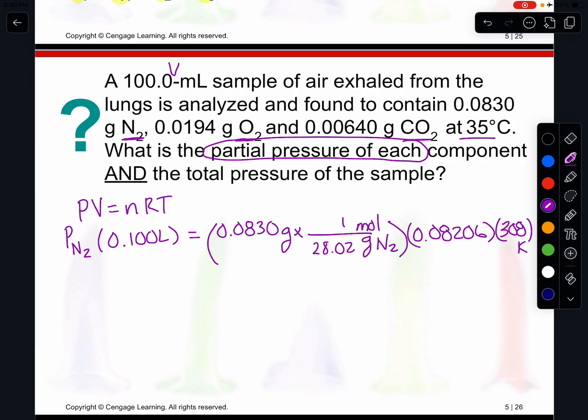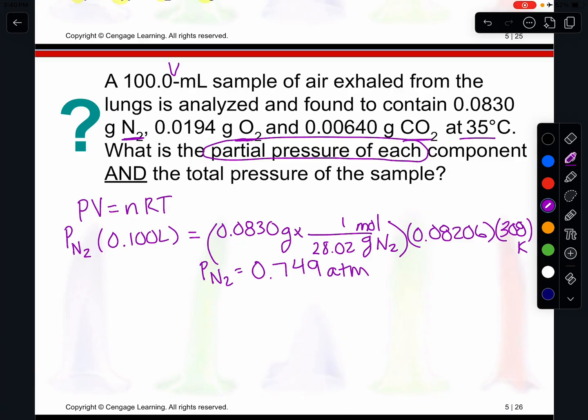All right, now let's go ahead and set this up. And again, the whole goal here is to solve for my pressure of the first one, which is the N2. So I'm going to do 0.0830 divided by 28.02. Multiply that by the gas constant, 0.08206, multiply it by my temperature, divide by my volume, and my pressure of my N2 ends up being, I'm going to keep 3 sig figs here, 0.749 ATM. So that is my partial pressure, or just pressure, of my N2.